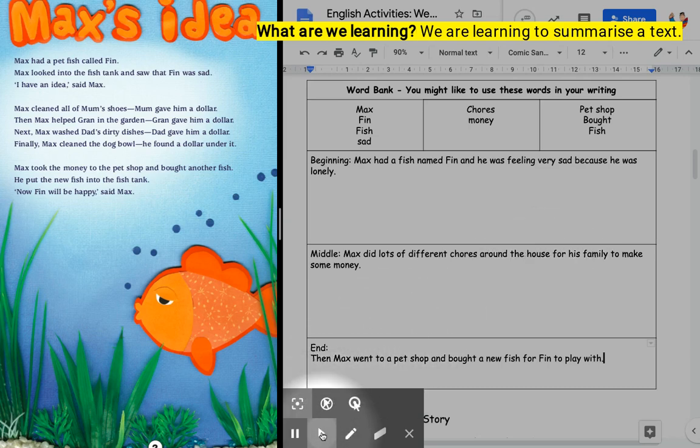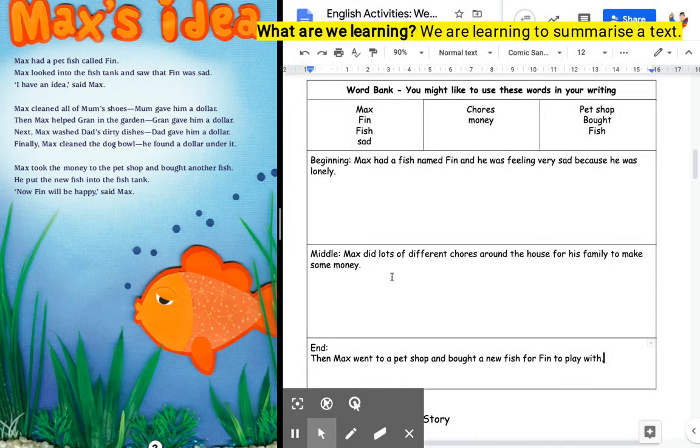Now I know your text is a little bit longer, so remember just to have a go and use the keywords in your document. And if you have any questions, all you need to do is post a comment and we'll get back to you.